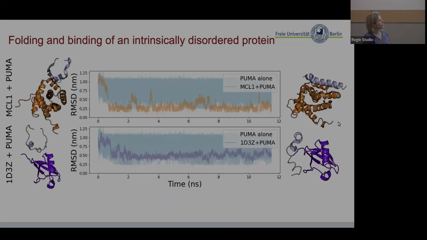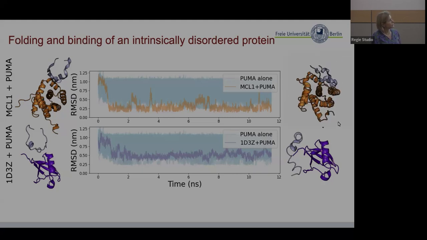We took this protein. The peptide in isolation, this is the RMSD from the helix. The peptide in isolation is this blue curve. It's all over the place. It's intrinsically disordered. But if you put it next to its own protein, this is what you see. You see the RMSD collapses very quickly because very quickly the peptide folds and binds.